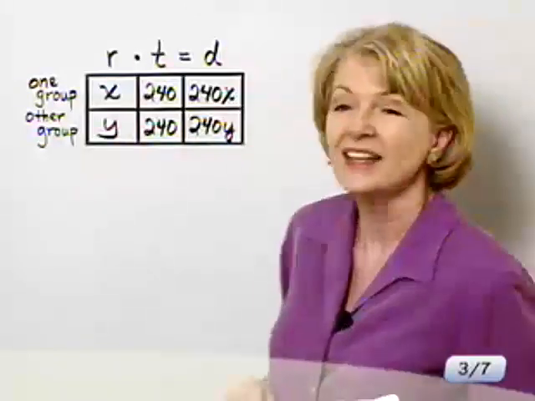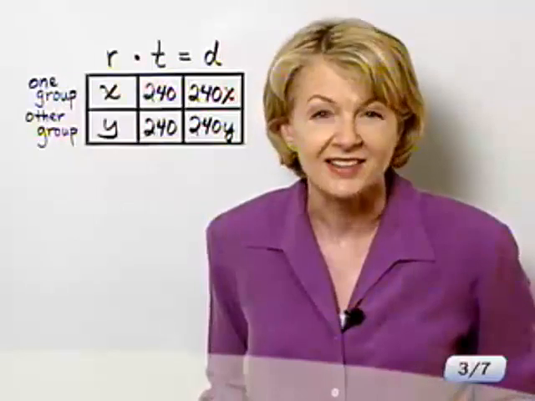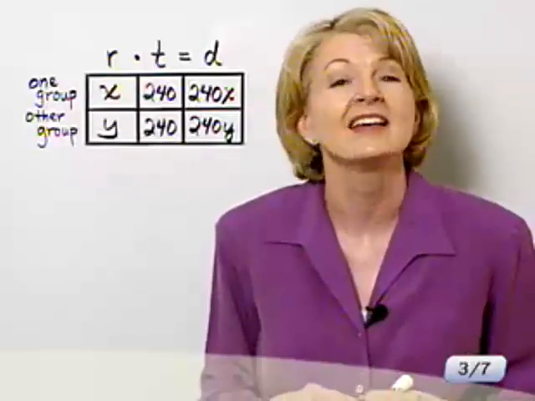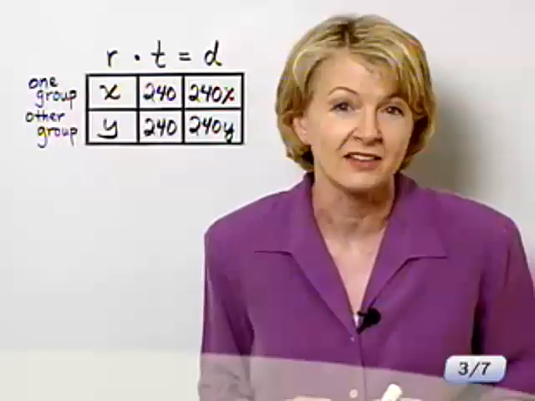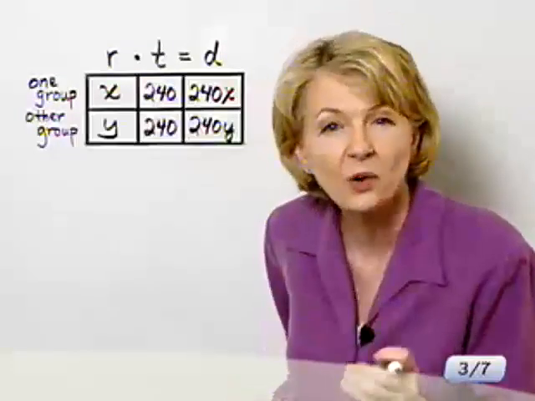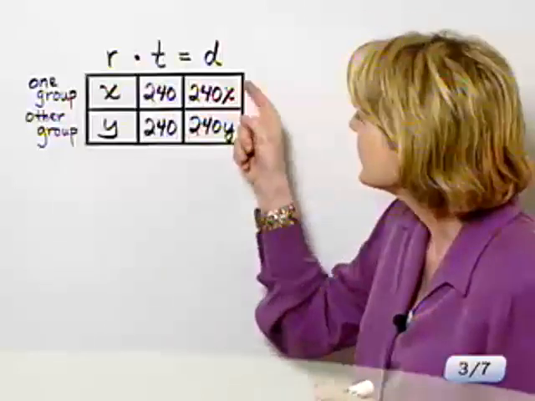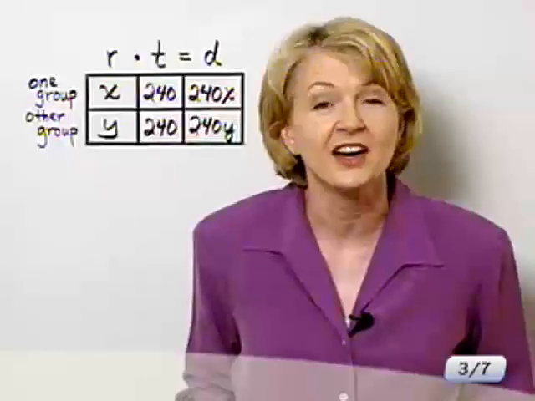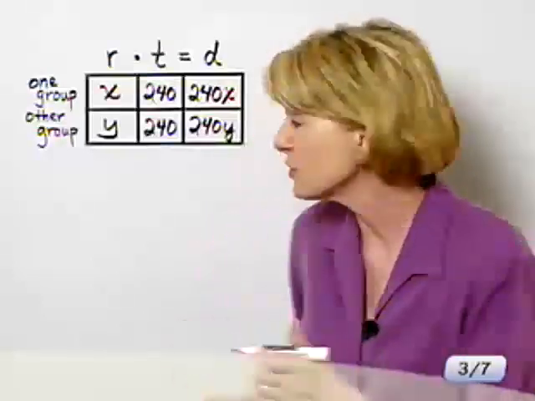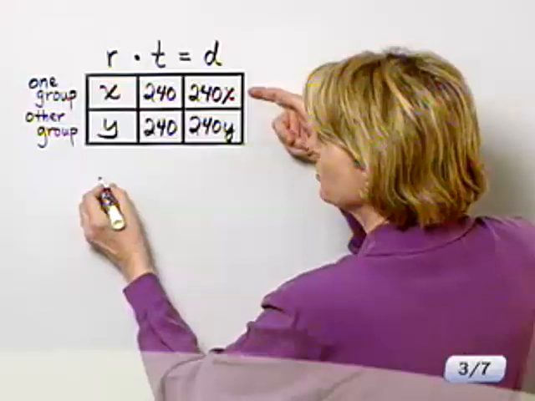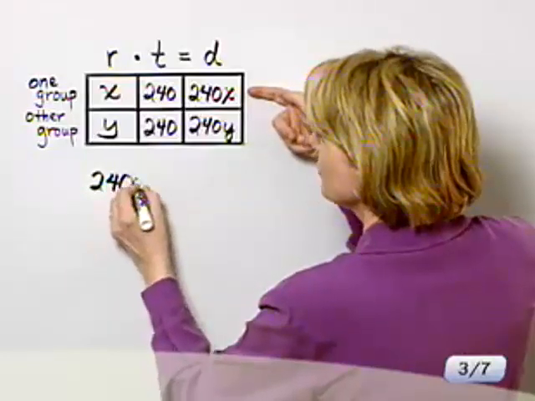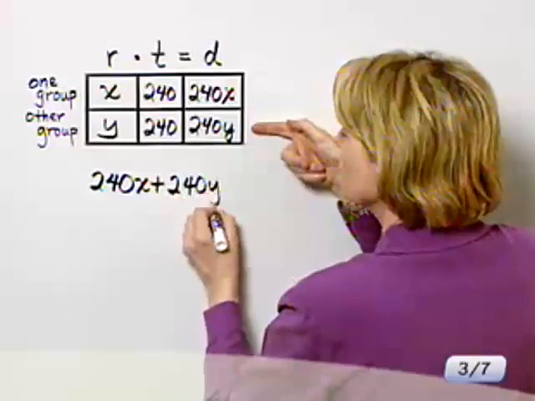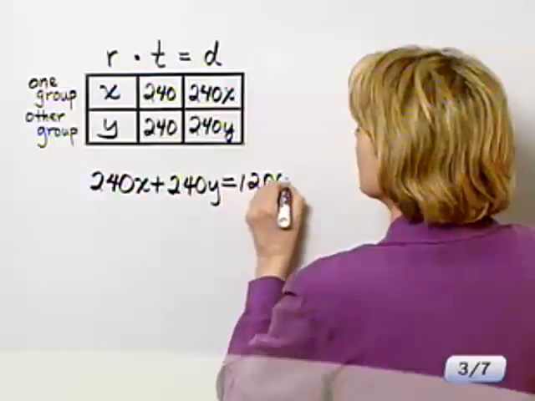Now, were we told anything else about distance? The answer is yes. We were told the total length of that trail is 1,200 miles. Since we were told that that's the total length of the trail, isn't that the distance one group travels plus the distance the other group travels? And the answer is yes. So the distance one group travels, 240x, plus the distance the other group travels, 240y, is equal to 1,200.